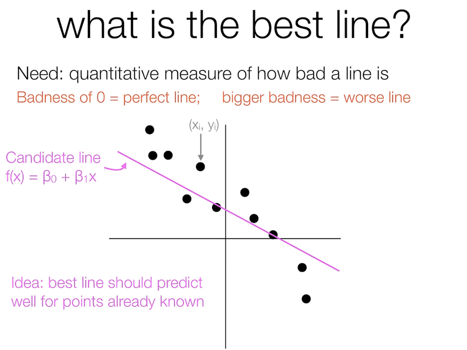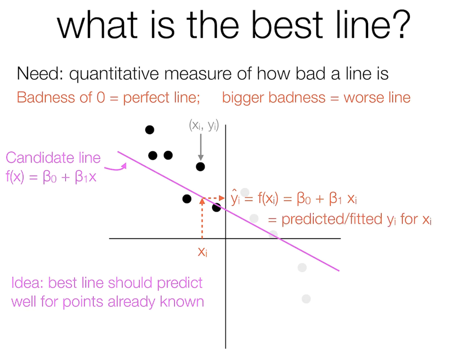So for example, here's a point xi, yi, and if I use the line to predict what the y value would have been for that point, let's suppose that I pretend like I forget what it is, and I use the line to predict what the y value would be, I would call that y hat i. I just plug in xi for x, and I get my y hat i value. We usually refer to this as the predicted or the fitted value for xi.